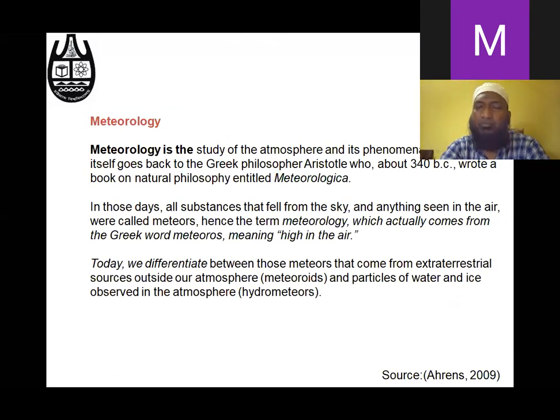This was the idea in previous times. So in a book by Aristotle in 340 BC, he wrote a book named Meteorologica, which deals with anything in a different system. In that book, he included precipitation and the air temperature and many things.